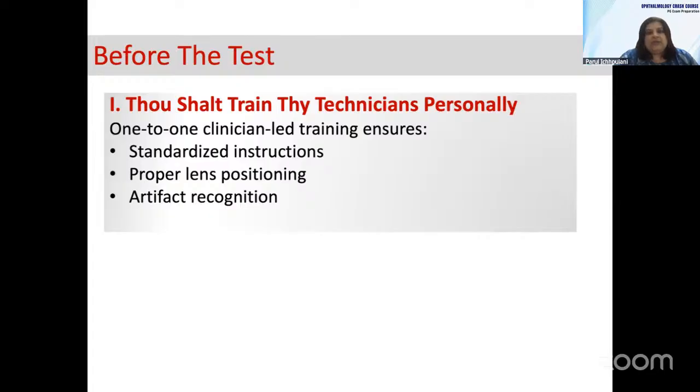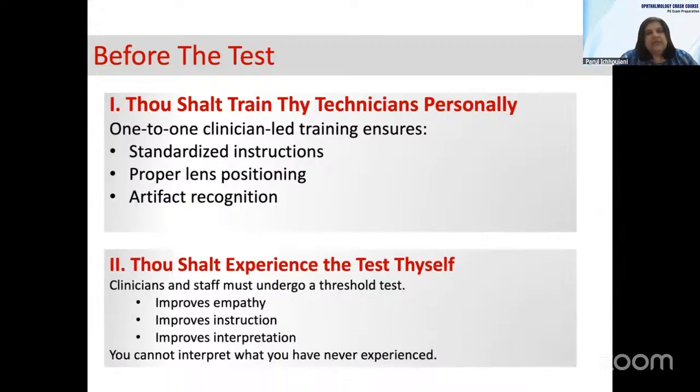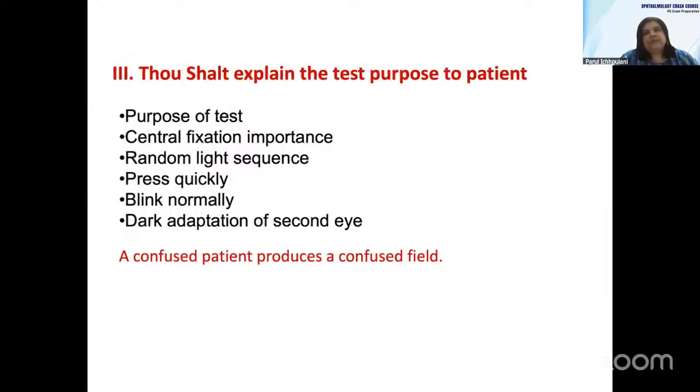They should understand what the standardized instructions are, how to position the lenses properly, and to recognize artifacts. Because if artifacts are coming repeatedly, it's no point wasting the patient's time and essentially inducing an element of fatigue. Second, both the clinician and staff should undergo a test themselves to understand that it is not as easy as it seems. So that improves your instruction ability as well as interpretation ability of the test. You cannot interpret what you have never experienced by yourself.